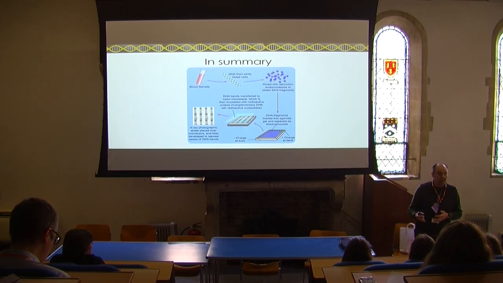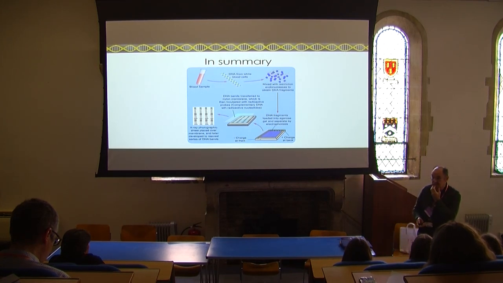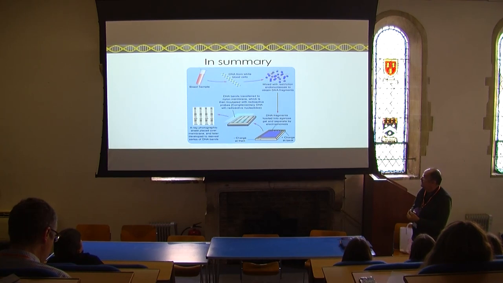Because we're looking at the nucleus, aren't we? And it's only the white blood cells that actually have a nucleus. So the good part of the proportion of the blood is not used. We've then got to effectively cut it into segments. We use restriction enzymes to do that, effectively molecular scissors.